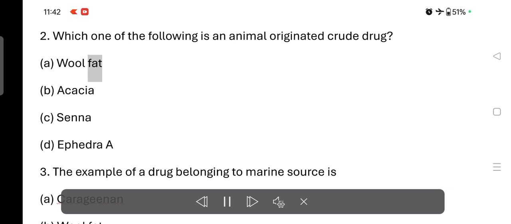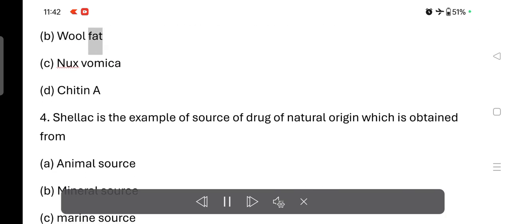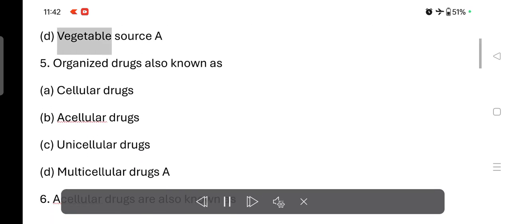2. Which one of the following is an animal-originated crude drug? A. Wool fat. B. Acacia. C. Senna. D. Ephedra. Answer: A. 3. The example of a drug belonging to marine sources. A. Carrageenan. B. Wool fat. C. Nux vomica. D. Chitin. Answer: A. 4. Shellac is the example of source of drug of natural origin which is obtained from A. Animal source. B. Mineral source. C. Marine source. D. Vegetable source.